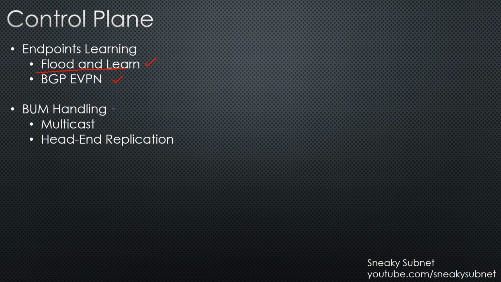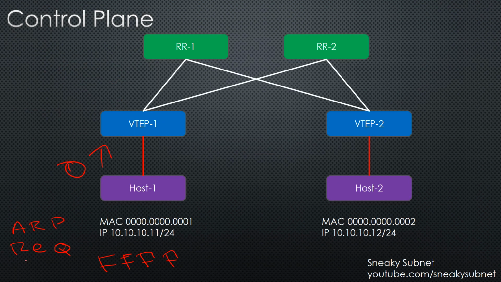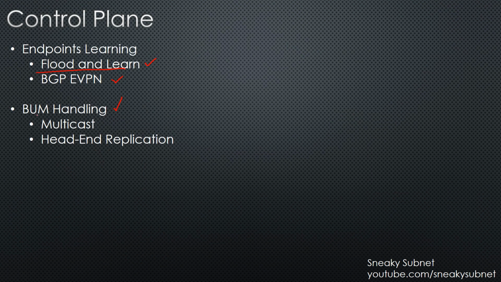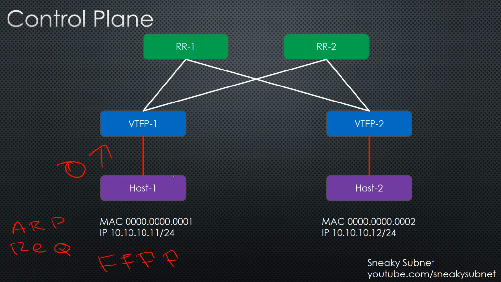And now we need to go to our next bullet, which is BUM handling. BUM is broadcast, unknown unicast, and multicast. Our VTEP number 1 received a broadcast frame, so it needs to leverage a BUM handling mechanism. There are two BUM handling mechanisms, multicast and head-end replication. Let's start with multicast. If we are leveraging multicast, it means that VTEP number 1, VTEP number 2 and all VTEPs that we have will be multicast forwarders and multicast receivers.